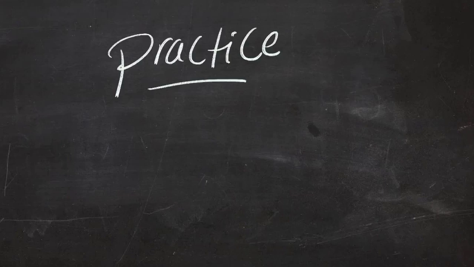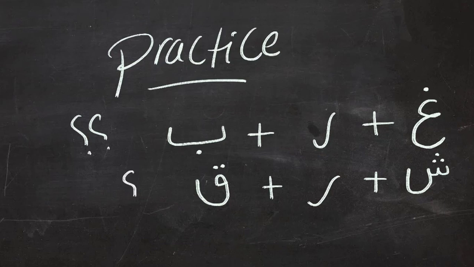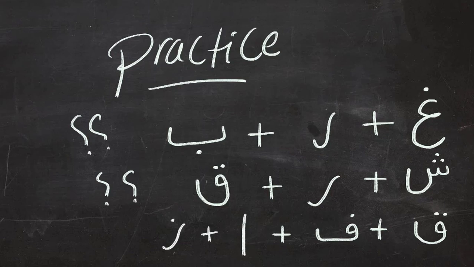Now, it's time to have some practice to practice what we have learned today, as well as what we have learned in the first 2 lessons from the letters that we have learned. So the first example we have today is gharb. Gharb. So we have ghain, ra, and b in this word. Then sharq. Sharq is made up of sheen, ra, and qaf. And the last word is qafaz. And qafaz is made up of qaf, f, alif, and zay.